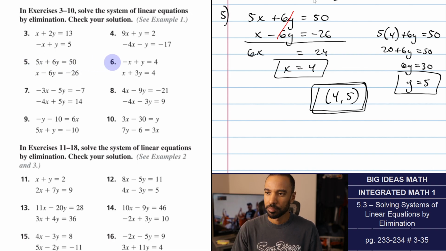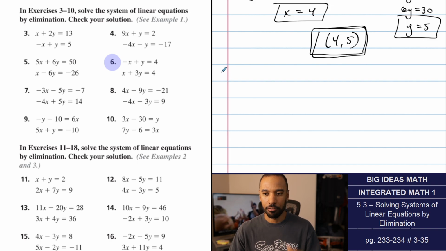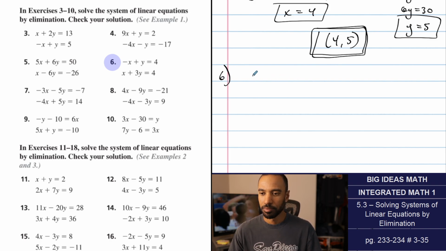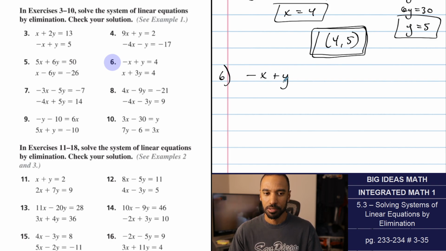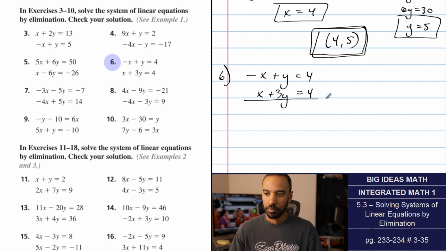Number 6. Which variables would eliminate if we added right now? Yep, the x's. Okay. Adding down these lists right now, x is gone. And y plus 3y is 4y. 4 plus 4 is 8. Divide both sides by 4, you get y equals 2.